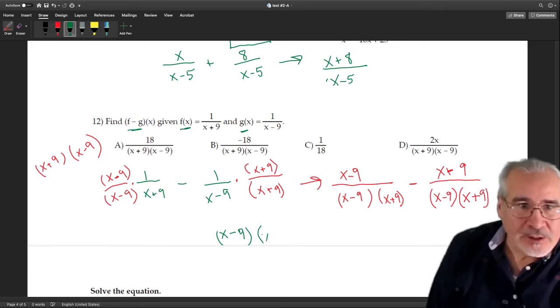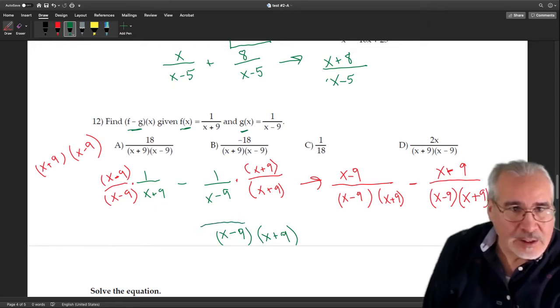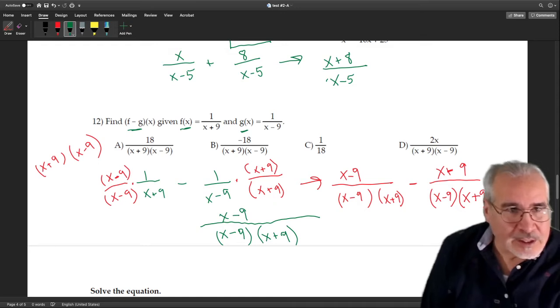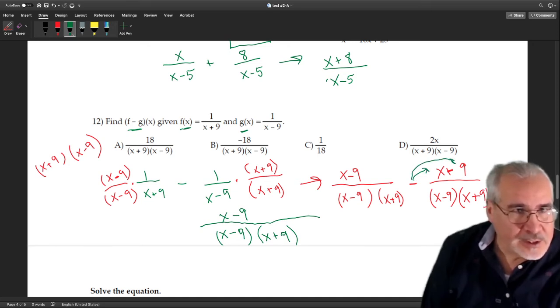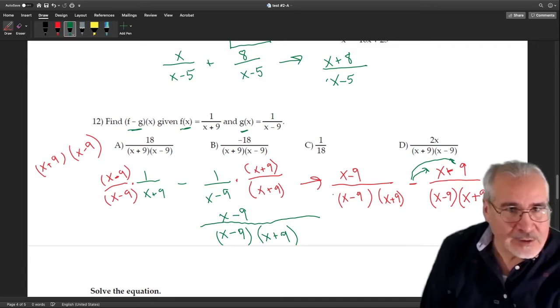And this is x plus 9. It's our common denominator. And then we just write over the numerators. It's going to be x minus 9, and then minus x plus 9. So now the key part is when this negative distributes to both of the terms. So when I write it down, it's going to be minus x minus 9.